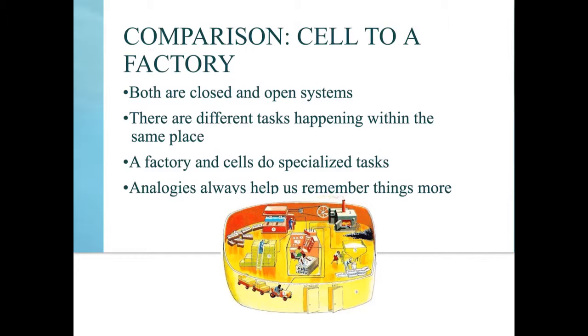Same thing with cells. Your blood cells are very different than your bone cells, whereas the cells in a plant's leaves are different than the cells that are in a plant's flower or its roots. And last of all, the reason why we can compare the cell to a factory is that analogies always help us remember things more.